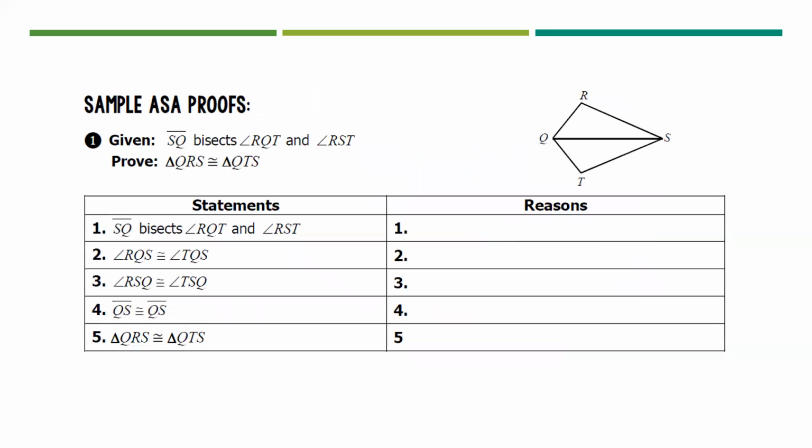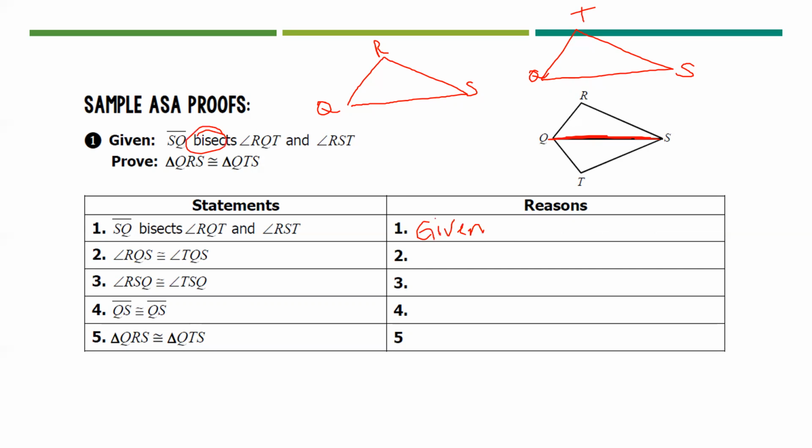So some examples of that. Oh, I see 2 triangles that are smushed up against each other. Probably a good idea to redraw them. So triangle QRS, triangle QTS. And they have a side that they're sharing, so we're probably going to have to use the reflexive property. But let's start at the beginning. It says that SQ bisects angle RQT and angle RST. So that's given. I see that vocabulary word.